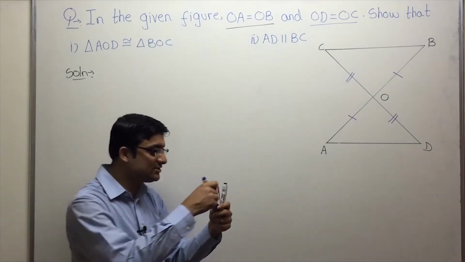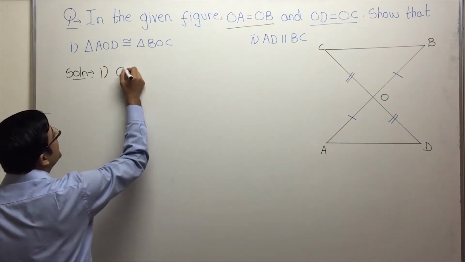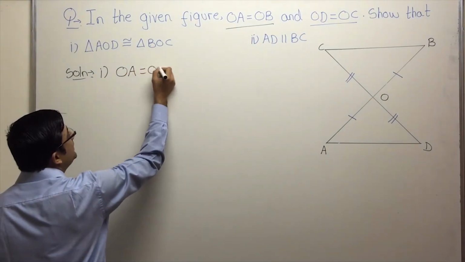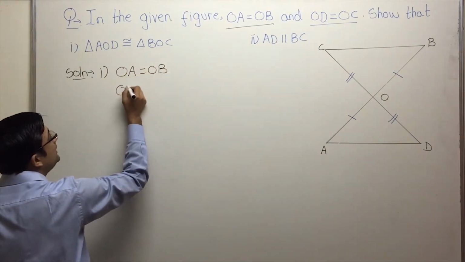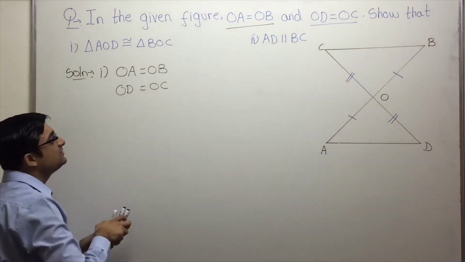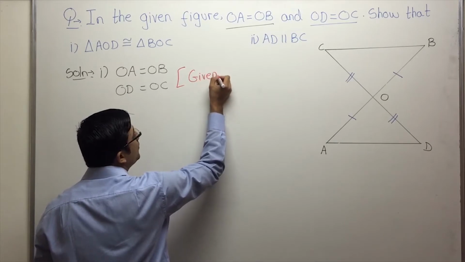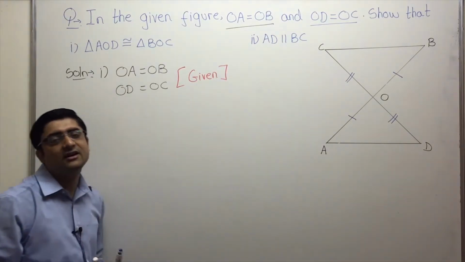Next step, write this down. So we're going to write it down. That is first part. OA is equal to OB and OD is equal to OC. Do mention in brackets, this over here is given to you. So I repeat once again, what is the first step? Whatever is given to you, mark it in your figure and write it down.